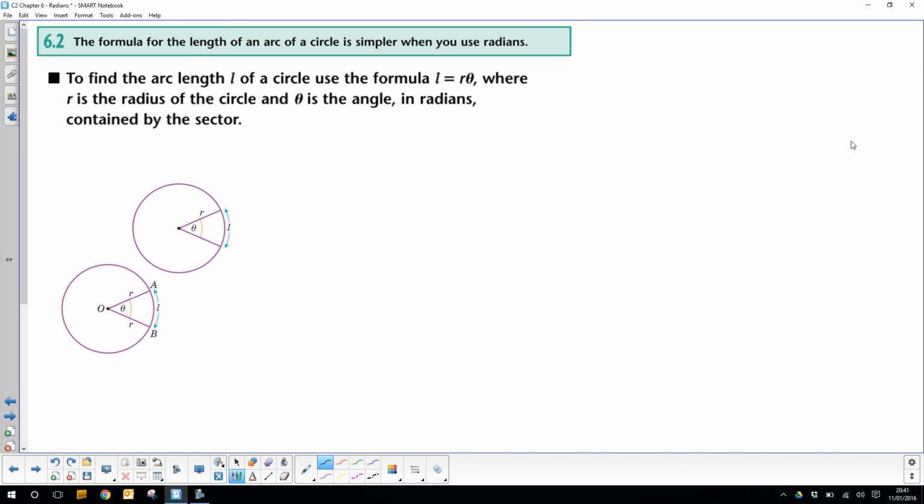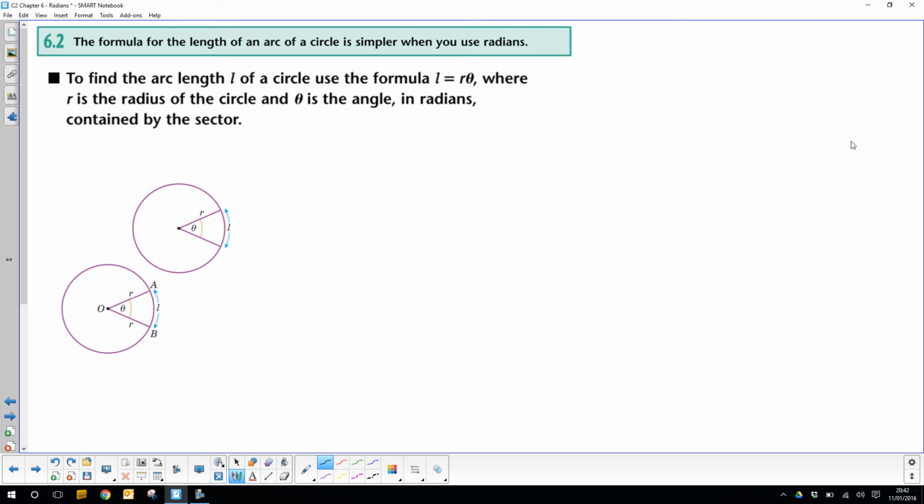So 6.2, and we're now going to see what the advantages of using radians are, and we begin with thinking about the length of an arc. Now I'm just going to very quickly take you back to some, well, probably year 8 maths I should think, and we're going to talk about how you would find the length of an arc using degrees. This isn't quite how the book does it, but I use this normally.